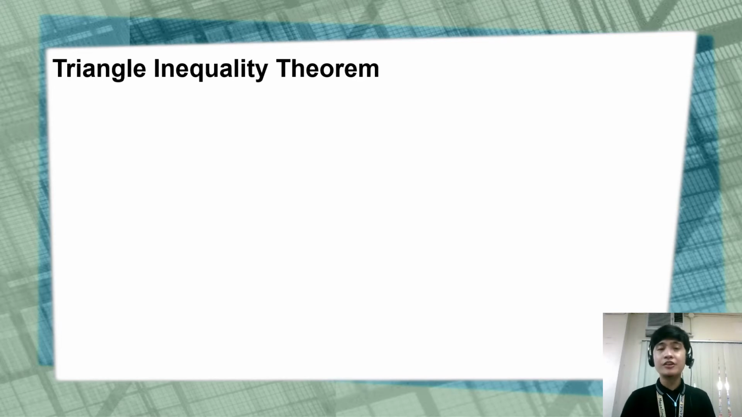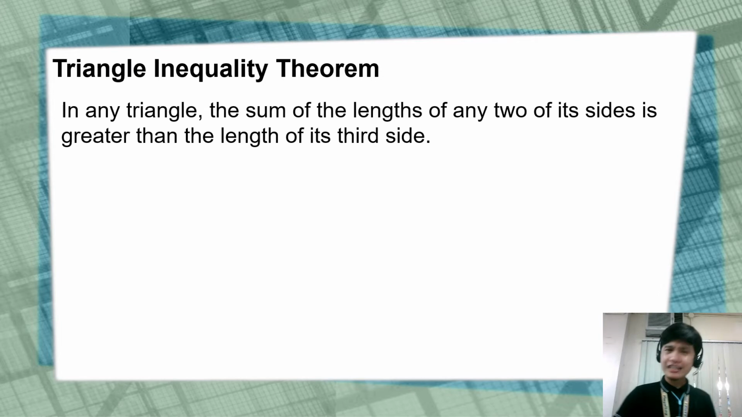This time, let us have another theorem on inequalities in triangle, and we have here the triangle inequality theorem. So, ano bang nasa loob ng triangle inequality theorem na ito? So, it states here that in any triangle, the sum of the lengths of any two of its sides is greater than the length of its third side. So, kung meron kang tatlong sukat para makabuo yun ng triangle, kailangan yung dalawang side, pag pinag-add mo, laging greater than the measurement of the length of its third side.